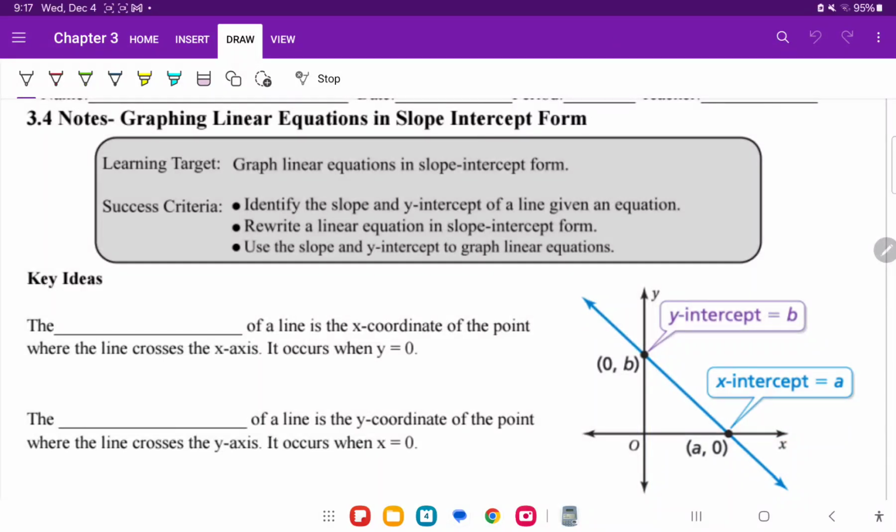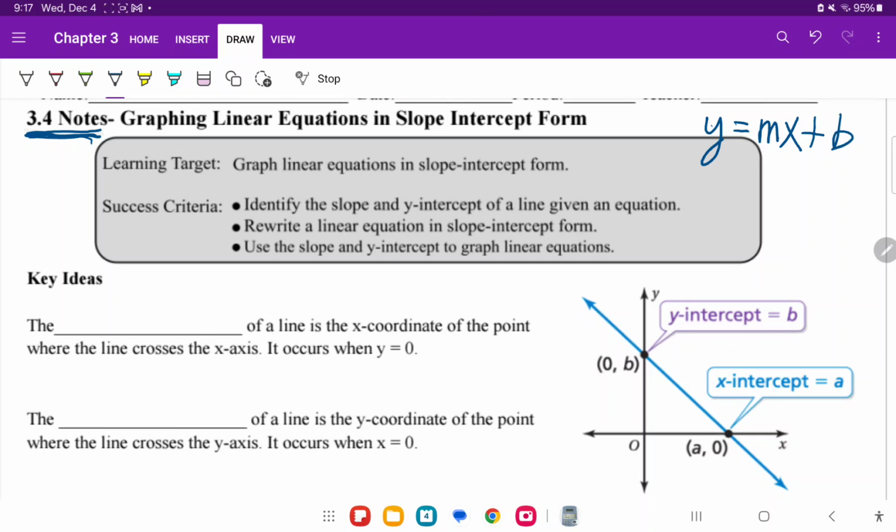Okay, these are our notes for section 3.4, graphing linear equations in slope-intercept form. In our last lesson, we looked at the equation y equals mx. This is based on that, and it just adds an extra thing, plus b. So we're going to talk about that today.